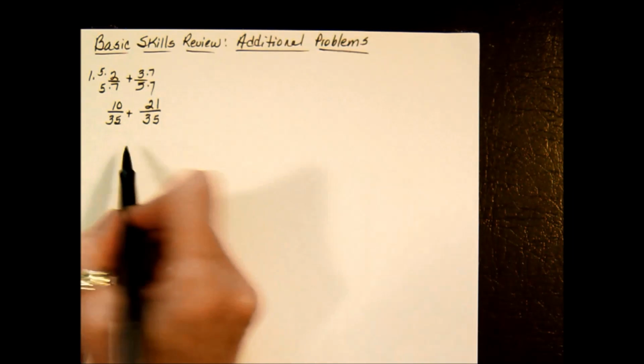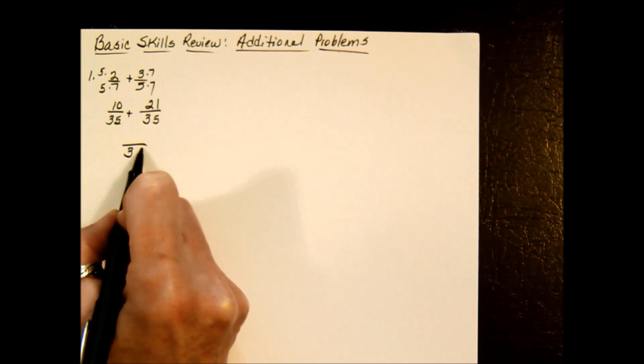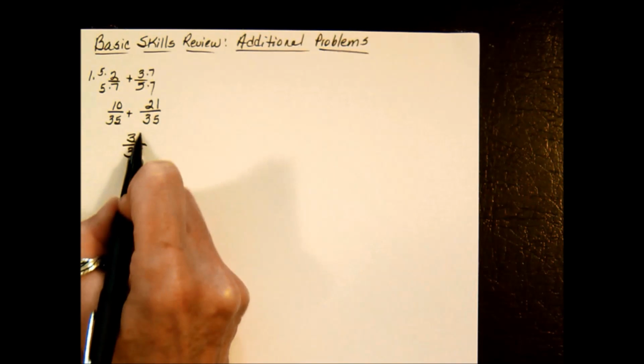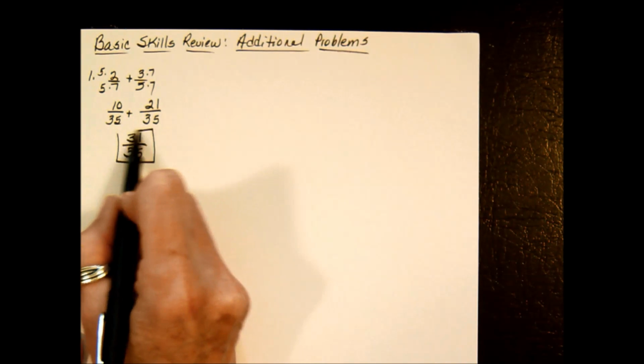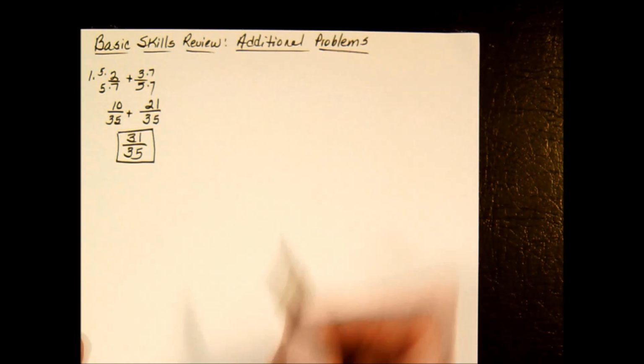Now that I have a common denominator, I can combine my numerators. 10 and 21 is 31. So we end up with 31 over 35.